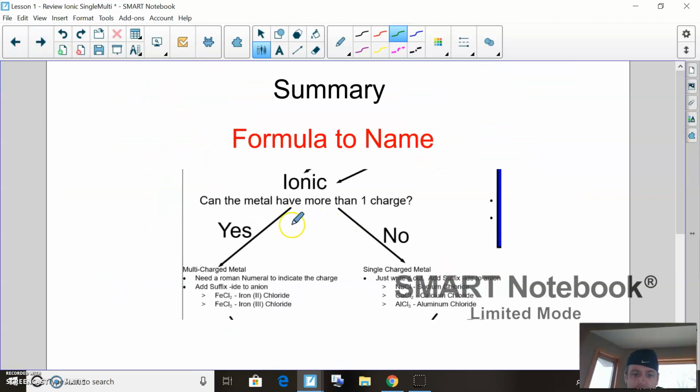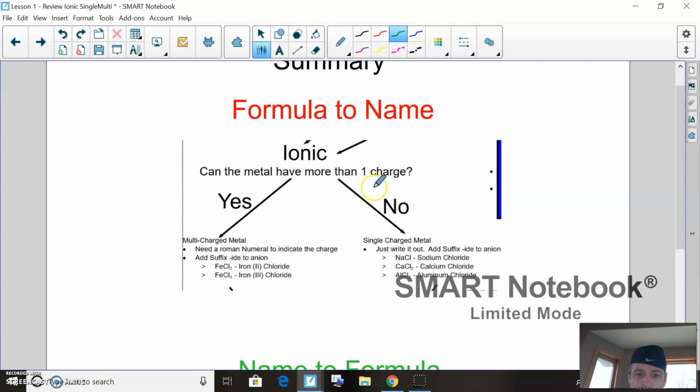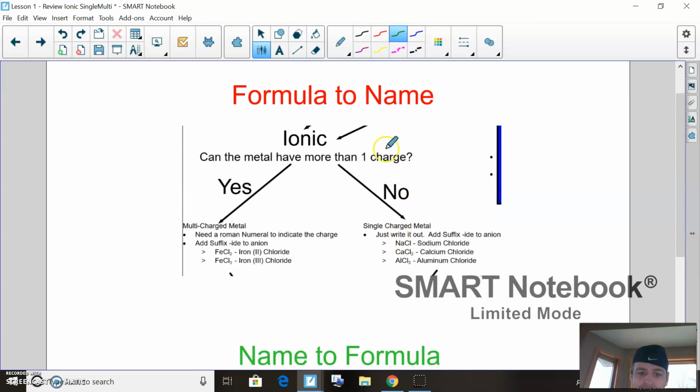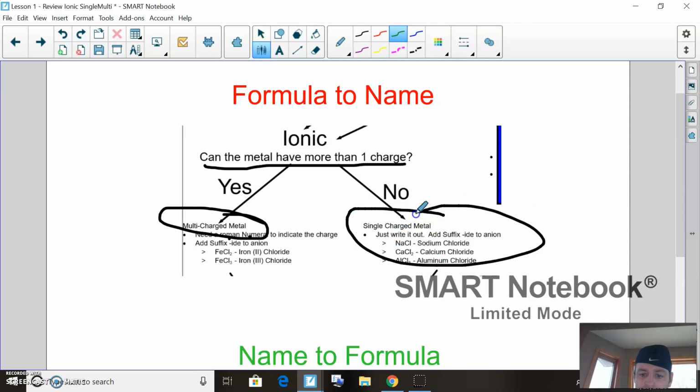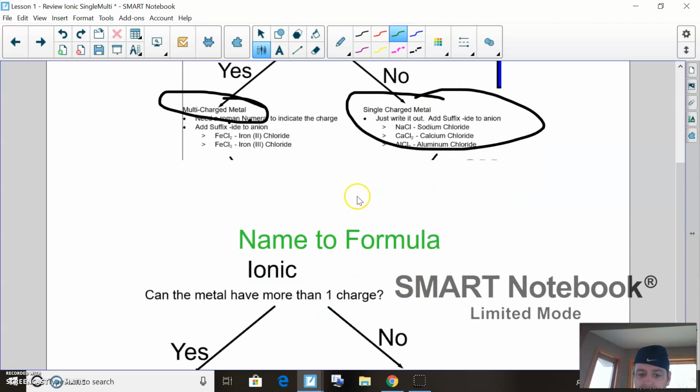So in summary, here's what you can do. Formula to name. All right, if you're going to go from the formula to the name, the essential question is, can the metal have more than one charge? If it can, if I look at my periodic table and it can be a multi-charged metal, then what I need to do is make sure I have a Roman numeral. If no, just write it out, okay? And that goes back to just checking on the element.